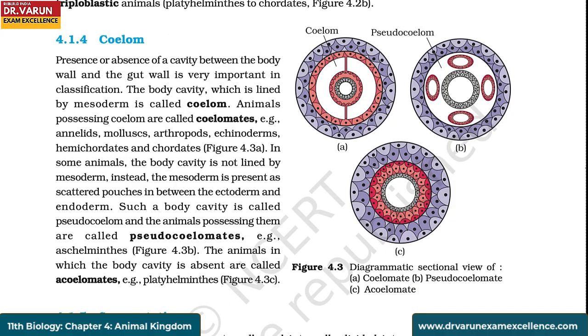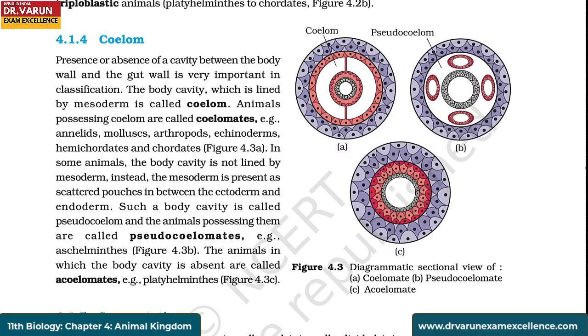Coelom. Presence or absence of a cavity between the body wall and the gut wall is very important in classification. The body cavity, which is lined by mesoderm, is called coelom. Animals possessing coelom are called coelomates. Example, annelids, mollusks, arthropods, echinoderms, hemichordates, and chordates.